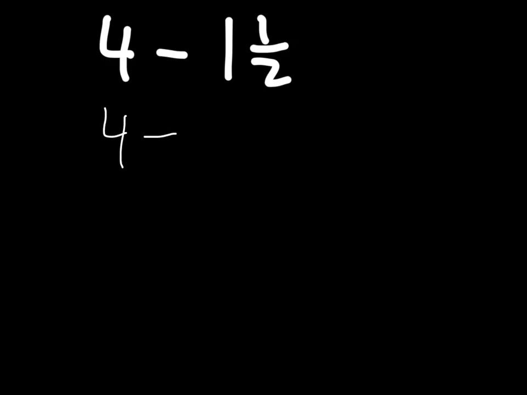4 minus 1.5. It's way too big. Let's go with you instead. 4 take away 1.5. The thing you need to understand is that really I already have the common denominator I need because 4 is a whole number. I could easily have changed this to 4 and something over 2.